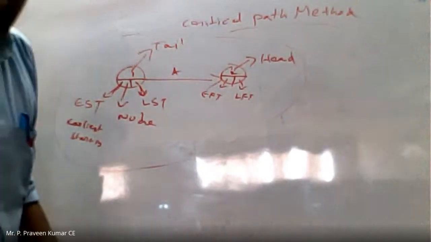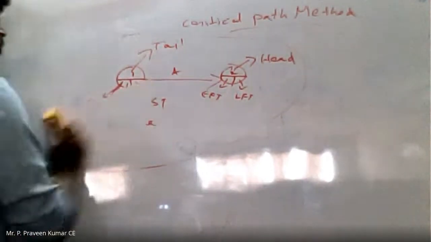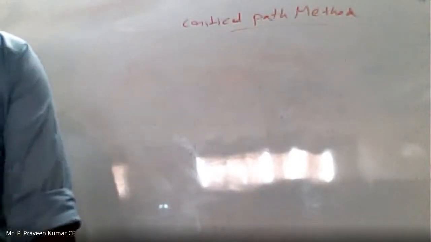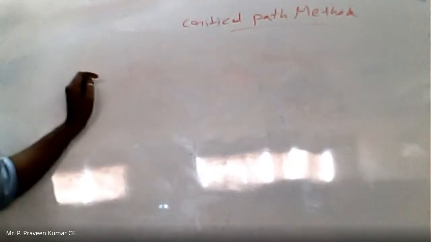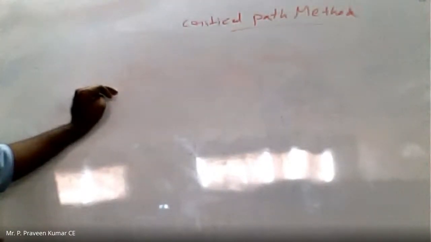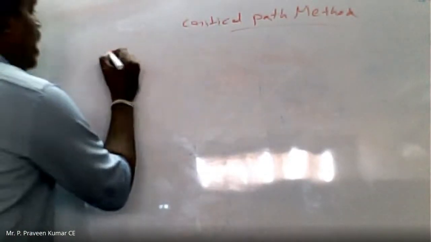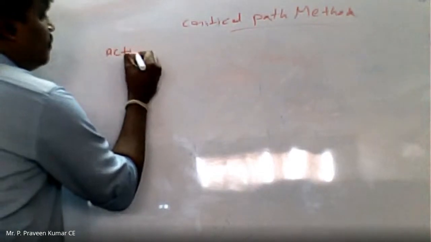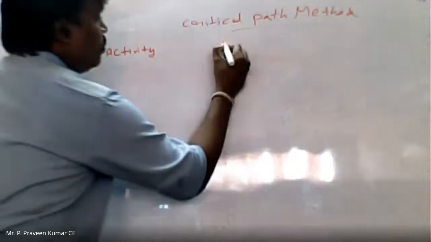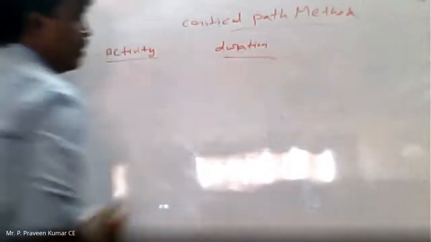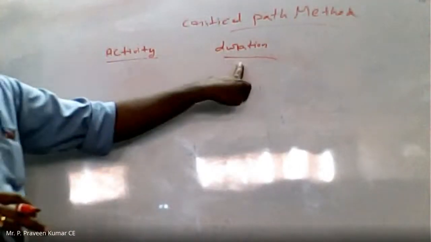Okay, now let's move to the problem. All of you, please open that particular problem. Here we are going to find the critical path of that particular project, as well as the total float of the project. So in the problem, activities have been given and duration has been given.